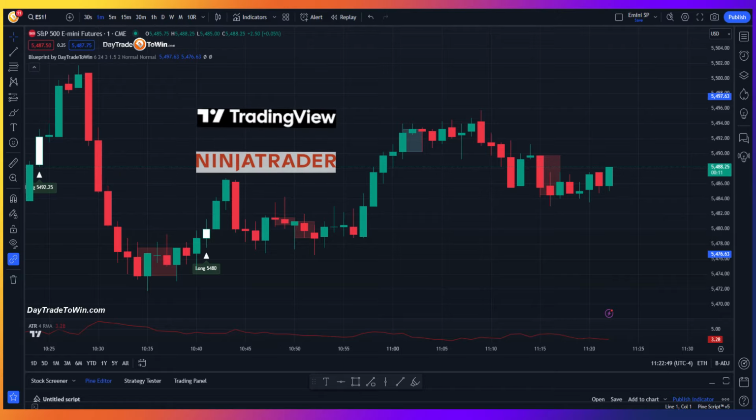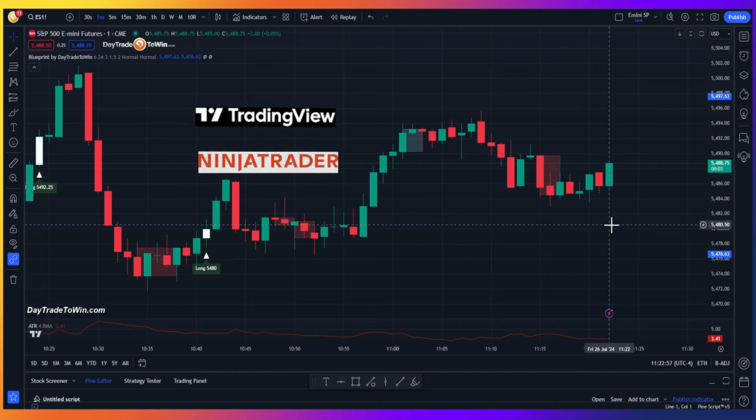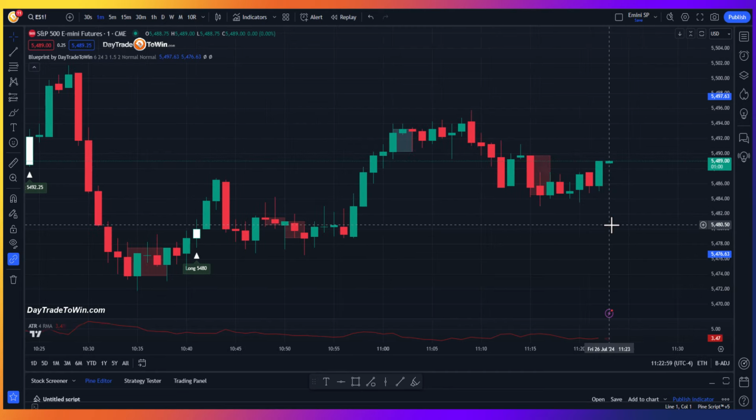Hello traders, it's Friday, it's about 11:24 and this is a live chart, a live market using TradingView. I'm going to show you a method of trading using price action. We have software that is created for this. It's called the Blueprint software. It's included in our all-inclusive program where you get all our software in a package.